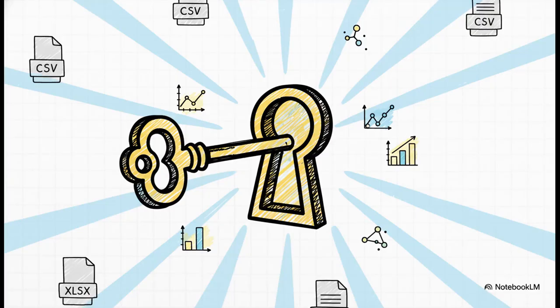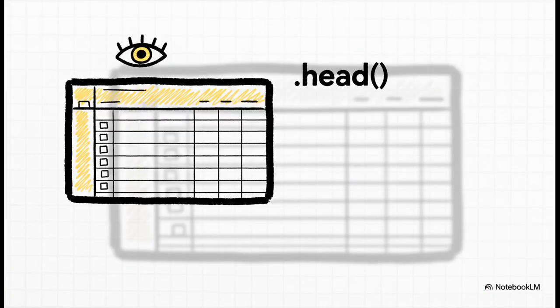And you know what? Getting started is way easier than it sounds. It often boils down to this one little command, pandas.read_csv. That's it. That's the key that unlocks the whole thing. Doesn't matter if your data is in a CSV file or an Excel sheet, this one line of code gets you in the door.